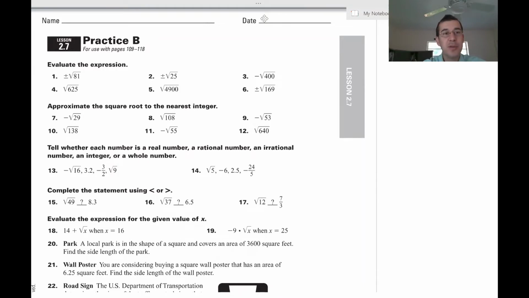This is section 2.7, practice B, which is about square roots. So let's start. Evaluate the expression number 1, plus minus square root of 81.